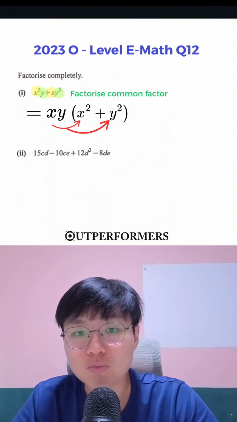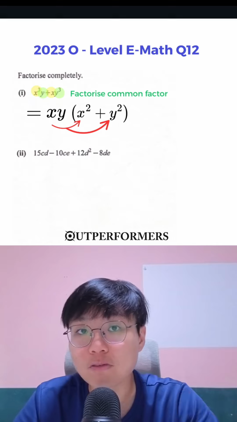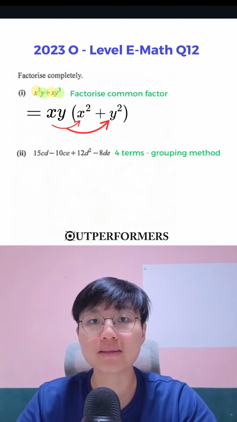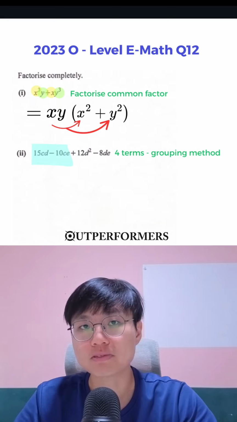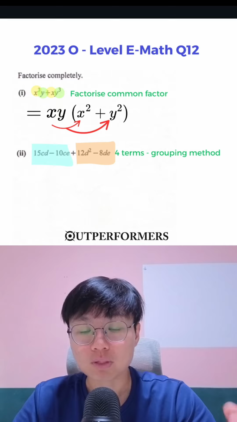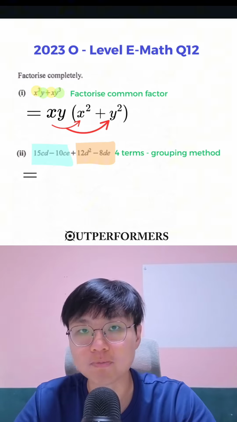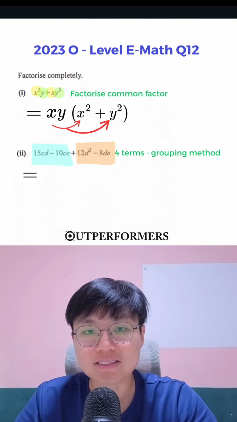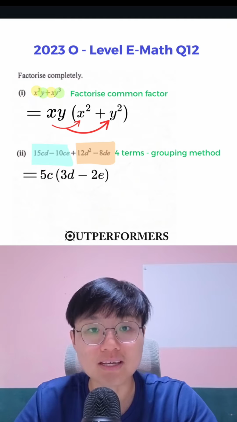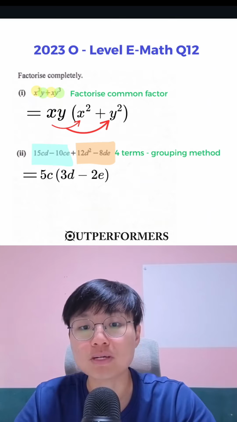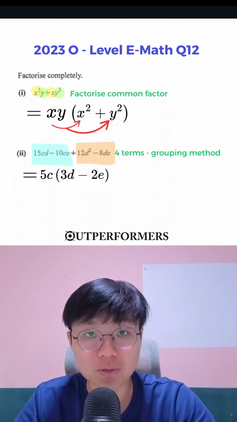Moving on to part 2, we can see there are 4 terms. And usually when there are 4 terms, we can think about grouping method. So how do we do grouping method is that I'll usually observe the first 2 terms and then the third and fourth term. So between the first 2 terms, what are some common factors that we can factorize out? Okay, and between 15CD minus 10CE, we do have a 5C. And we are left with 3D minus 2E inside the bracket.